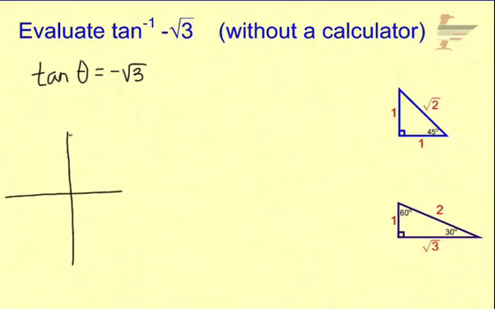Now tangent is going to be found in the first quadrant or the fourth quadrant. So we're going to be in one of those two spots. Now I'm going to think about if one of these special right triangles works out for me. I see a root 3, so I'm going to look for a root 3 over here, and our 30, 60, 90 triangle does have a root 3.